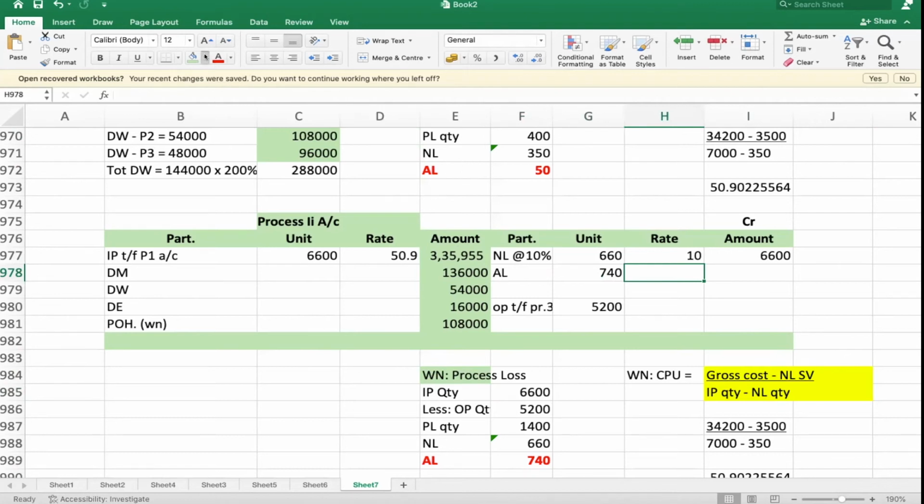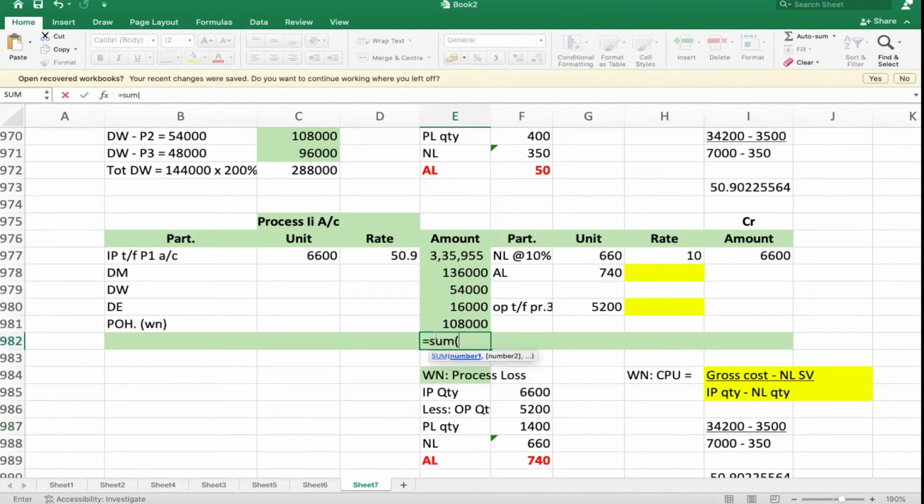Now we have to compute the cost per unit of abnormal loss and of output to be transferred to the next process. So we do one cost per unit for both. You know the formula for cost per unit. What is the formula? Gross cost minus normal loss value, divided by input quantity minus normal loss quantity. Gross cost comes to 6,49,955.